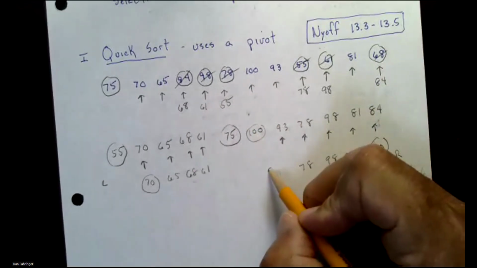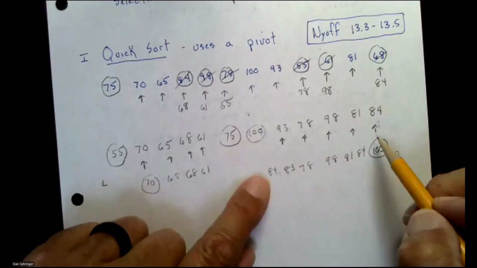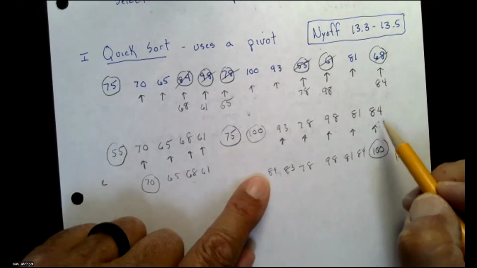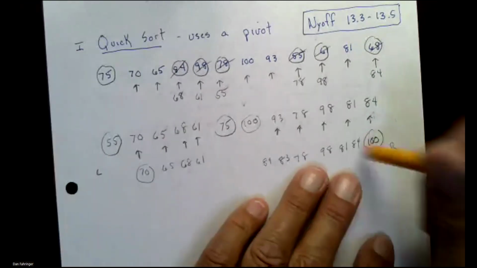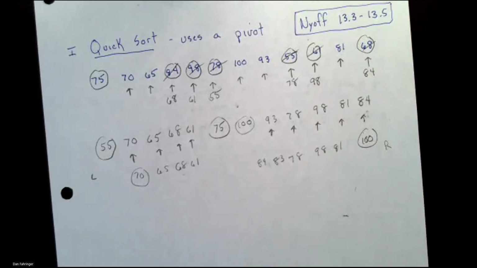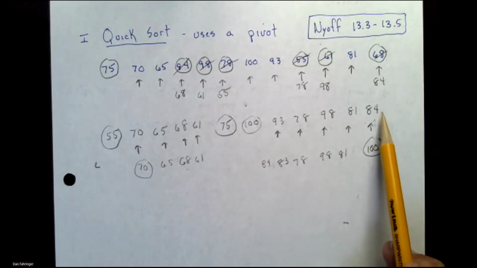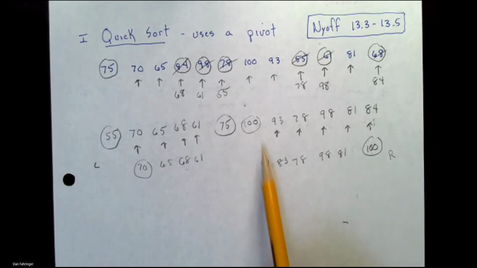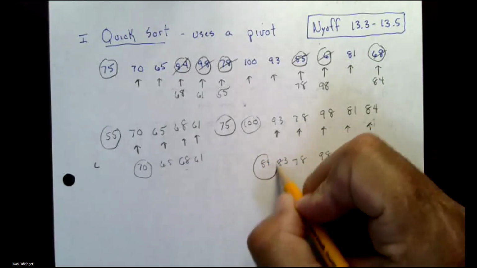I forgot the 84. My apologies. The 84 and the 100 switched: 84, 93, 78, 98, 81. There's no 84 out here. Sorry about that, folks. I knew something didn't look right. So the 100 and the 84 switched. 100's now here, 84 is now here. This is the left. This is a new pivot.